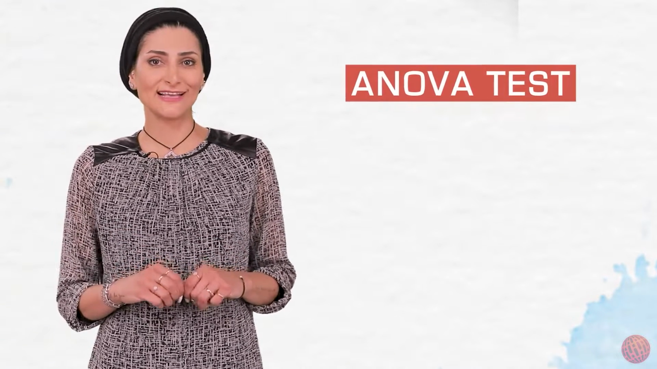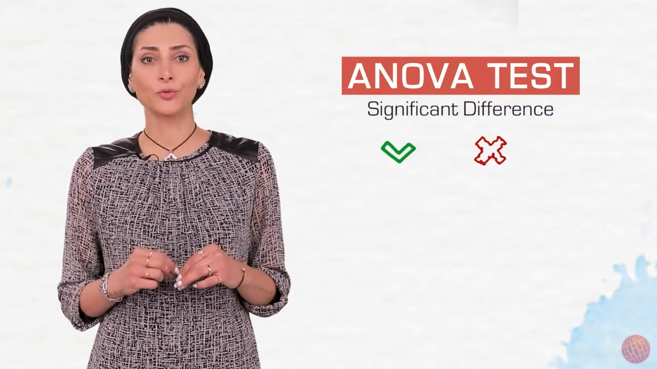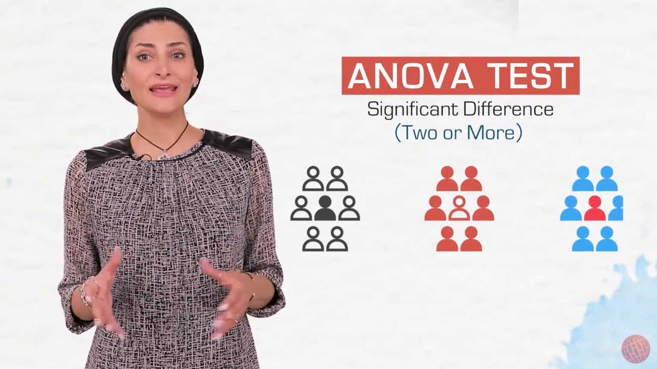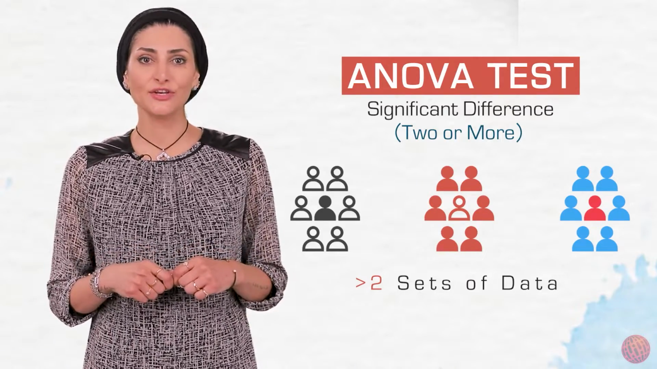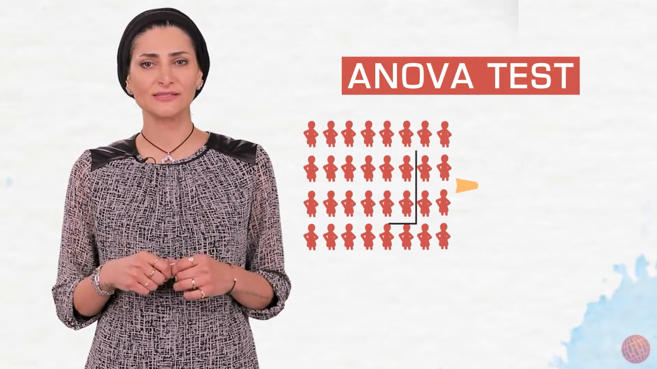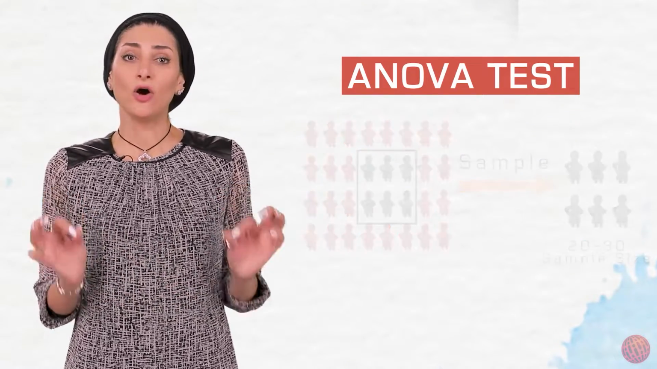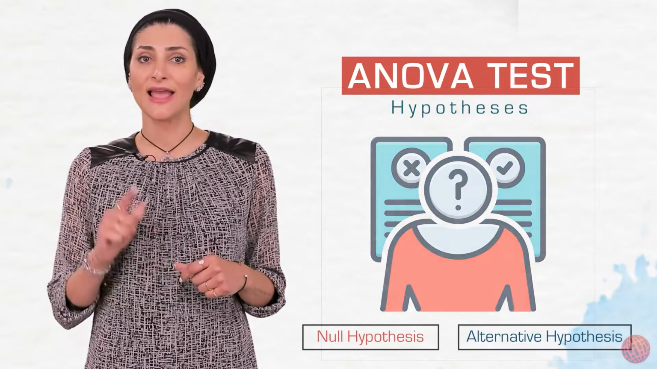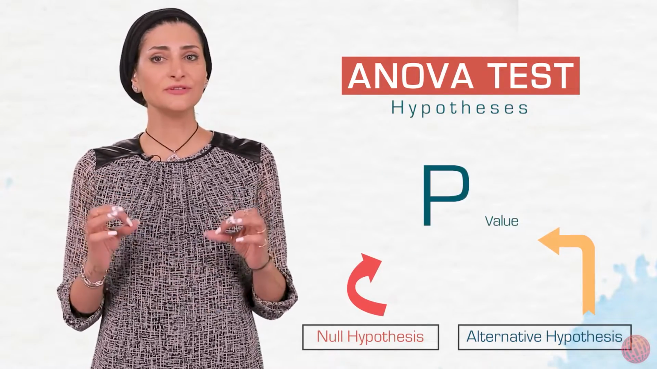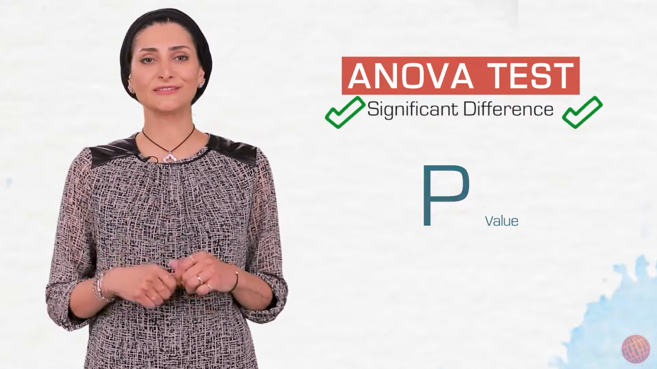The ANOVA test is another test that could be conducted to find a significant difference or not, but for groups that are 2 or more, meaning more than 2 sets of data. Similar to the t-test, you will need to have a big sample size, not less than 20 or 30 for each group. You will also need to write the null hypothesis and the alternative hypothesis, and then find the p-value to determine if there is a significant difference between the groups or not.